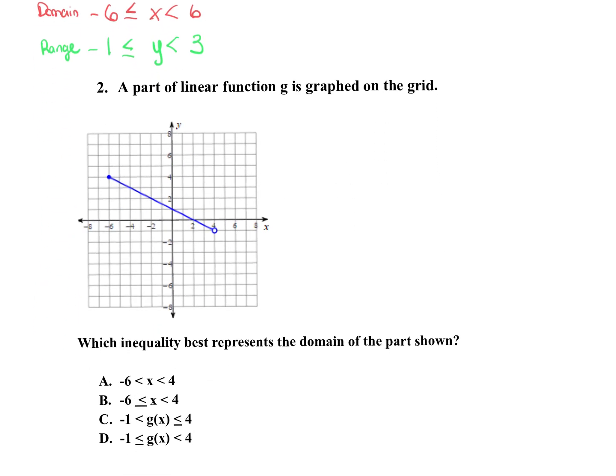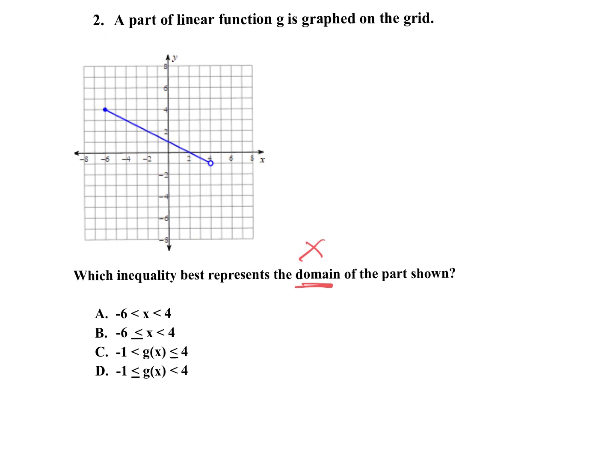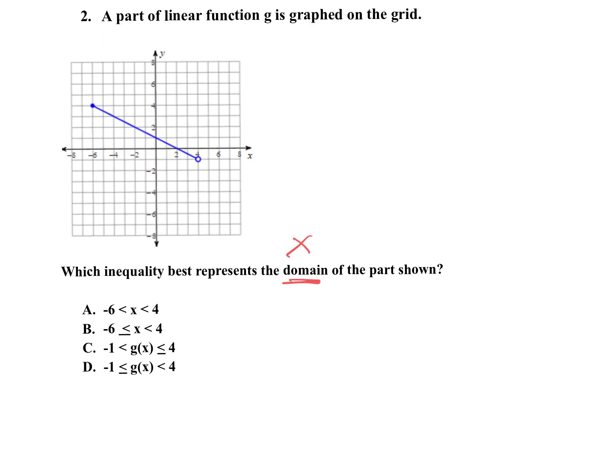Number 2 says a part of a linear function g is graphed on the grid. What inequality best describes the domain? Domain is your x's. So if we look over here for a second, good test-taking strategy, g of x is a fancy way of writing y, which would be the range. Same thing here. So we automatically can eliminate C and D.